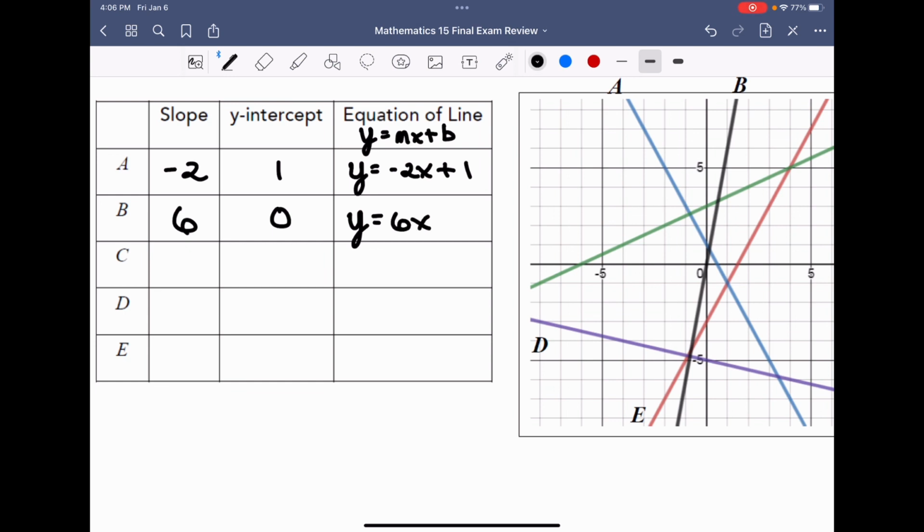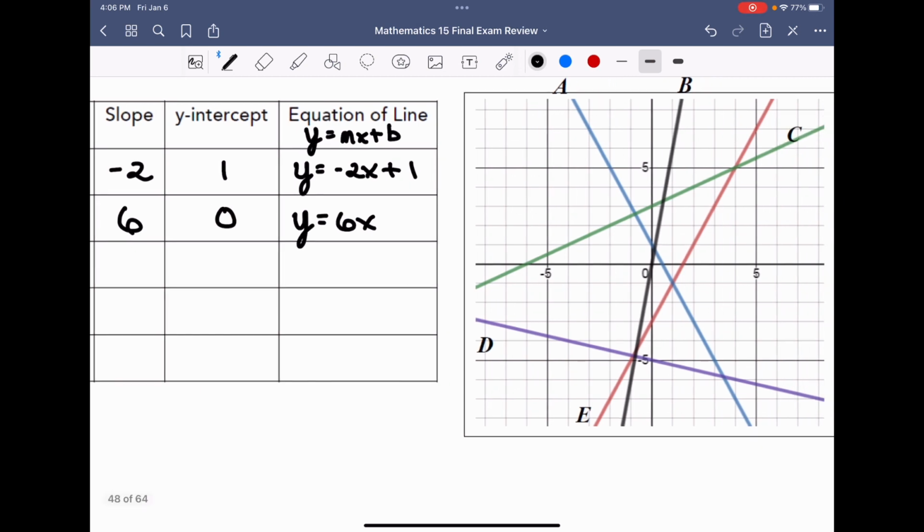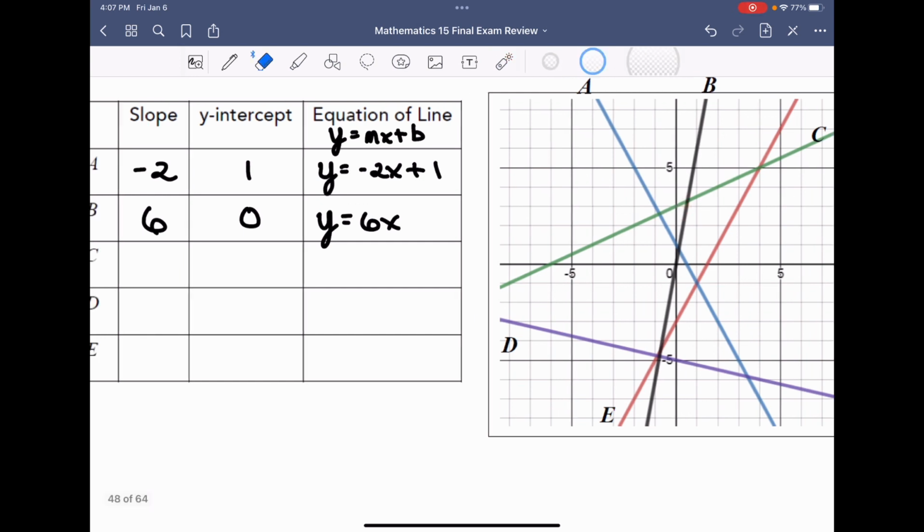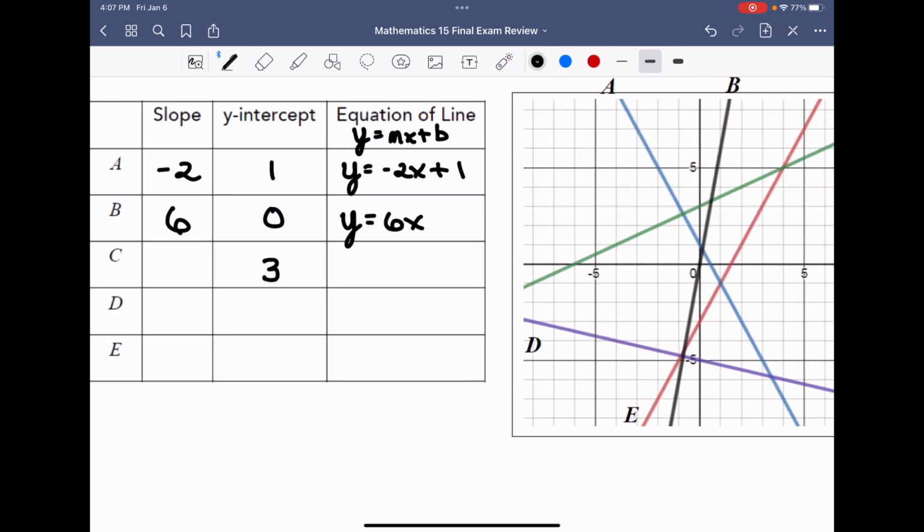So when I go back to my chart, I'm going to say 6, and y is equal to our slope, which is 6x. And do I really need to put a +0 here? No, that's not going to change much. So we know if our y-intercept is 0, we don't really need to put b there. Okay, C. When I look at C, I'm going to look at the y-intercept, which appears at +3. So I'm going to go to my chart and put that in, +3.